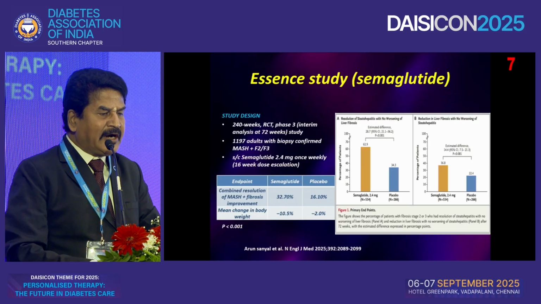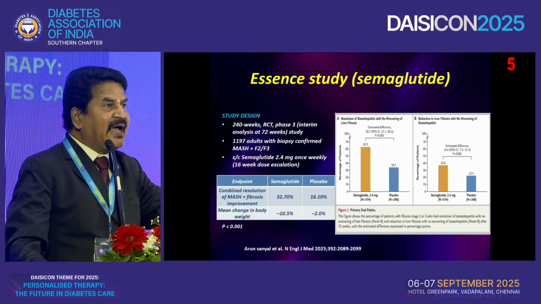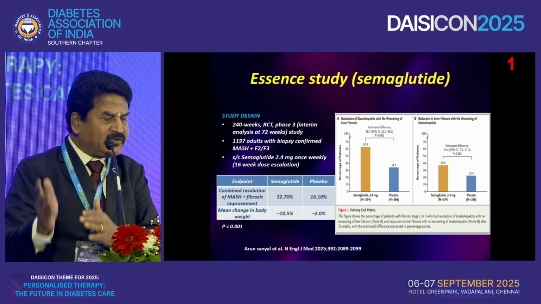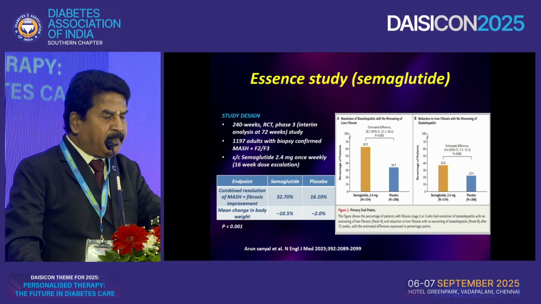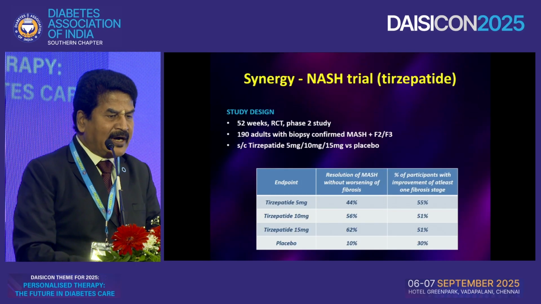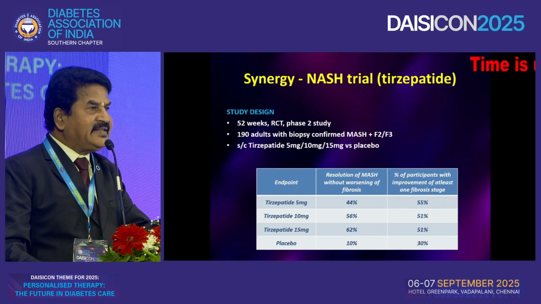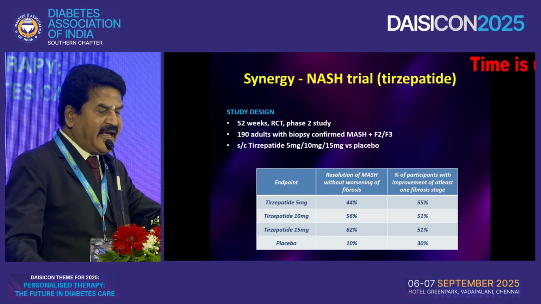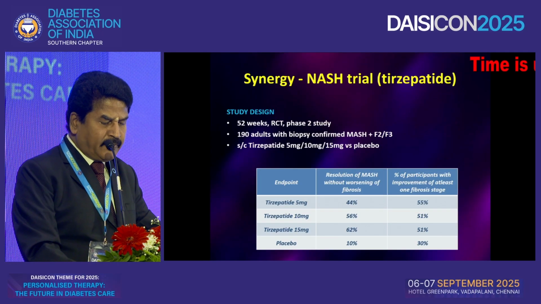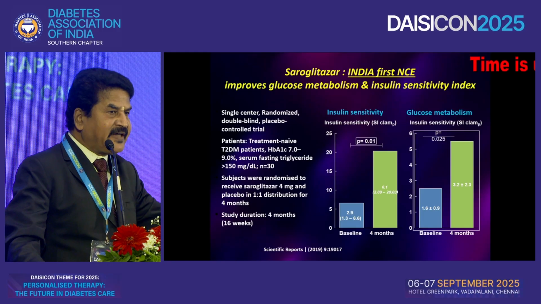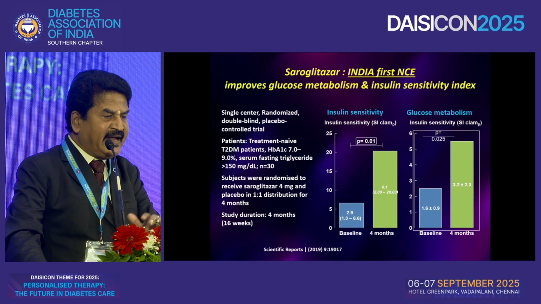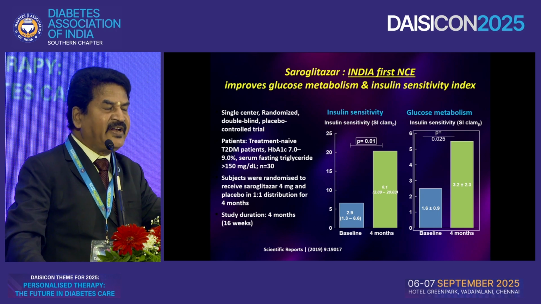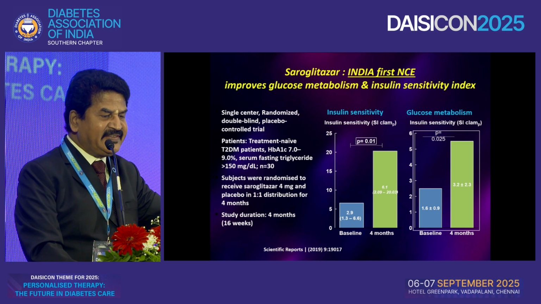What about the ESSENCE study, which evaluates semaglutide? It shows combined resolution of MASH plus fibrosis improvement. What about the tirzepatide SYNERGY-NASH trial? It shows improvement, that is, a resolution of MASH without worsening of fibrosis. What about saroglitazar? India's first NCE, it improves glucose metabolism and insulin sensitivity index. It is approved by the DCGI.